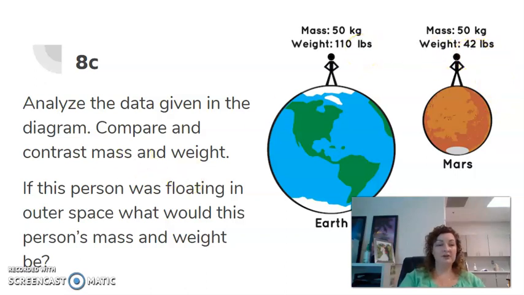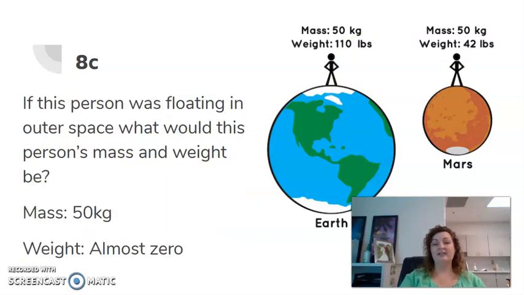So the question that is next says, if this person was floating in outer space, what would this person's mass and weight be? Again, the mass would not change. It would be 50 kilograms, but the weight at that point would be almost zero. Because if you're floating in outer space, you're not next to a really large body like a planet, right? Therefore, you don't have anything pulling on you gravitationally. You do have other things out there, like the nearest star, the nearest moon, the nearest planet. But because their distance is so far away, you don't have a whole lot of gravitational pull on you. So you're almost weightless. You're almost zero, all right?